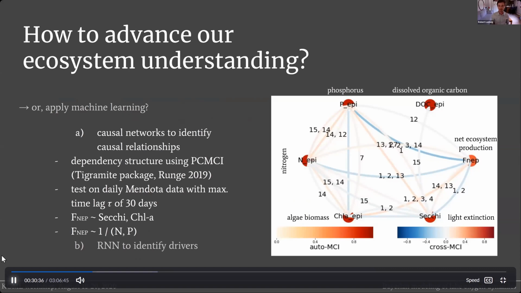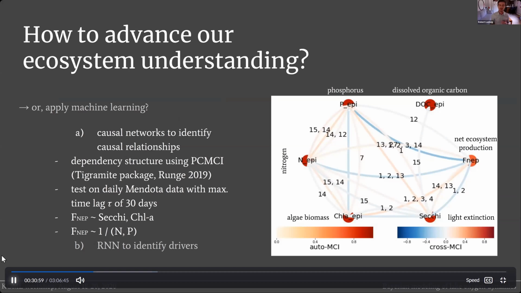For example, there's a strong correlation between the ecosystem production and the algae biomass, as well as the light extinction, which was expected. And there's also a strong inverse relationship between the ecosystem production and the nutrients. So we would like to dig into this more and to advance this to really understand the temporal relationships.